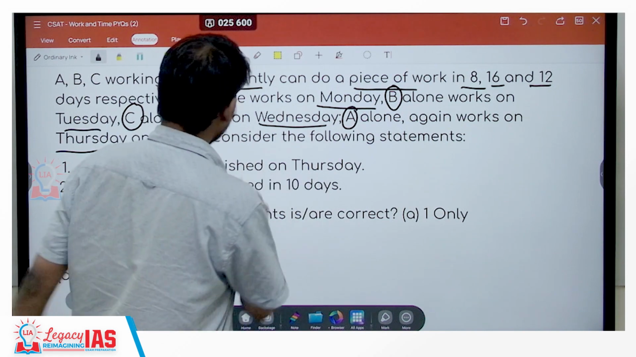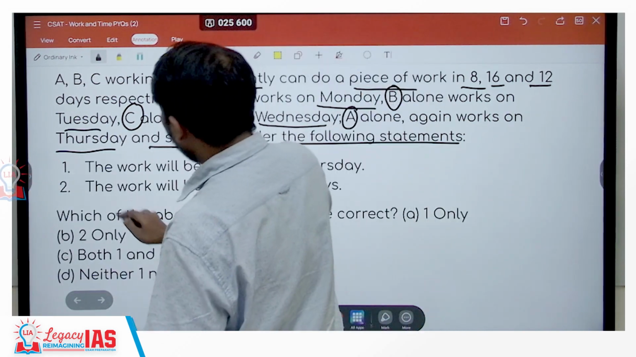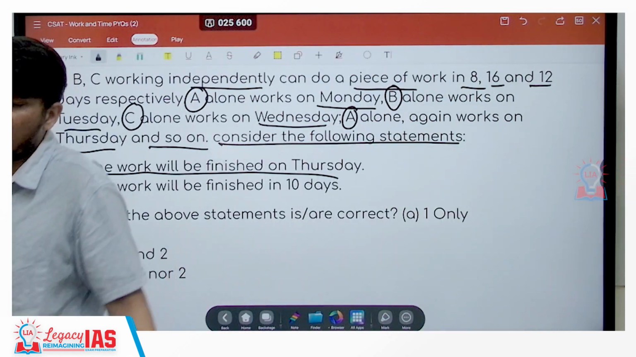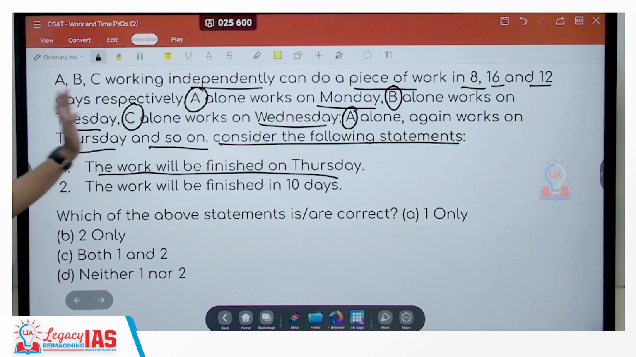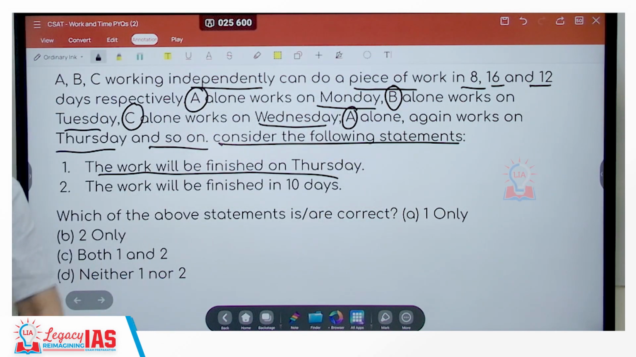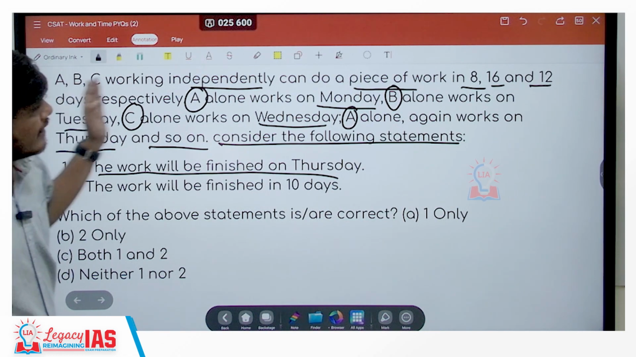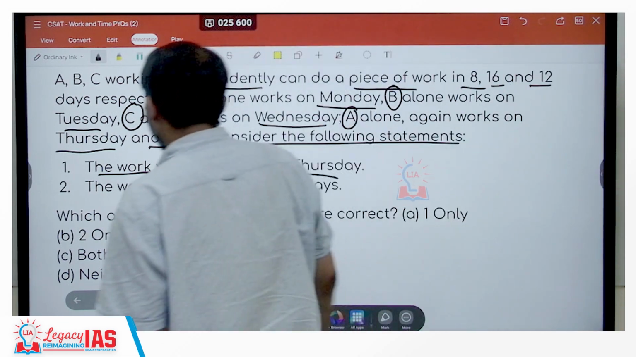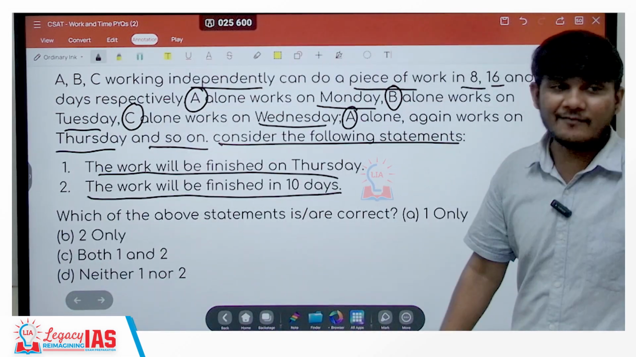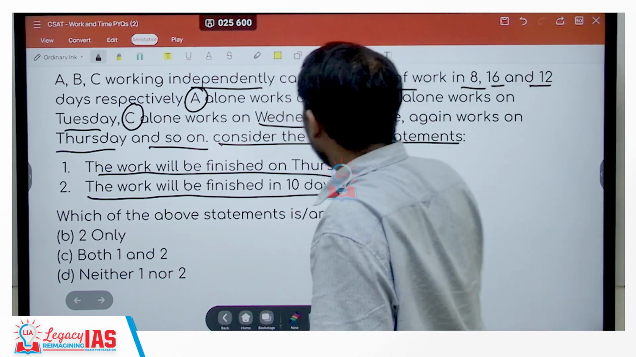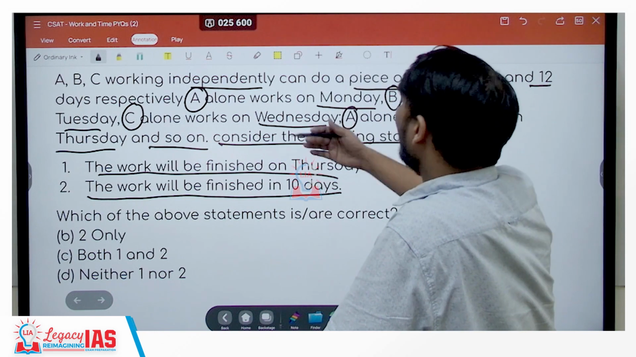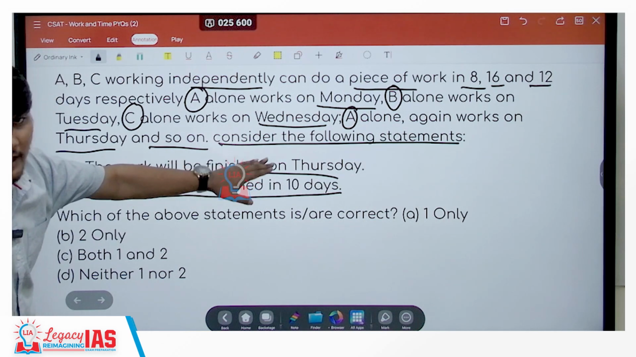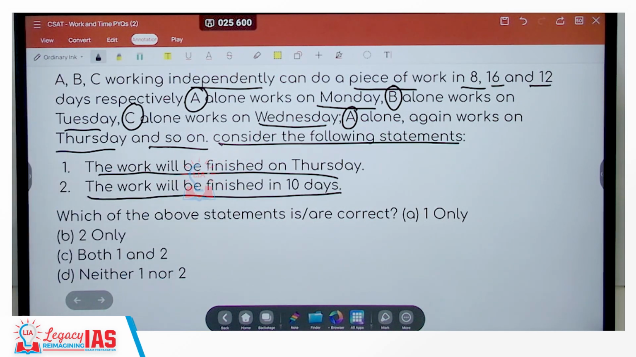So, having said that, consider the following statements. The statements are, the work will be finished on Thursday. How will we know whether the work will be finished on Thursday, Wednesday or any other day? By knowing how many days they will take if they work like this. Once we know that, and we know they start on Monday, we can calculate from there. It also says the work will be finished in 10 days. So first, when we identify the number of days, we will understand whether this statement is right or wrong, and then we'll calculate the actual day on which it will be completed, and then we'll understand whether this statement is also right or not, and then we will get our answer.